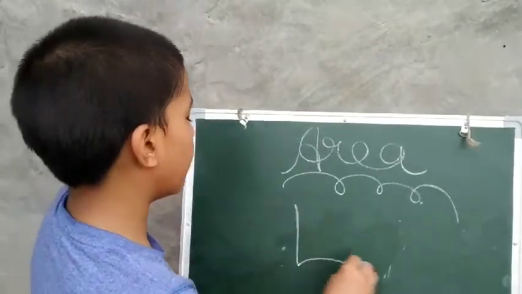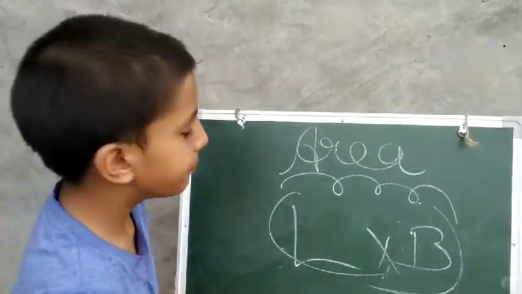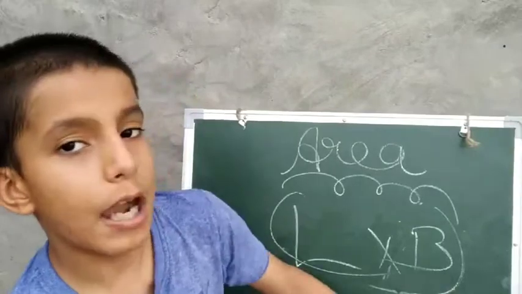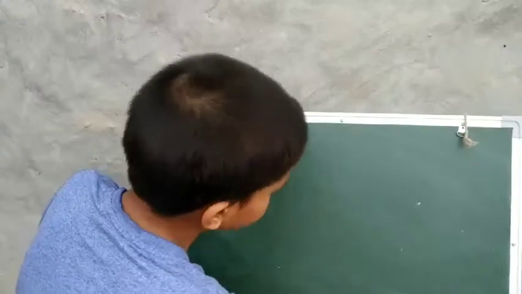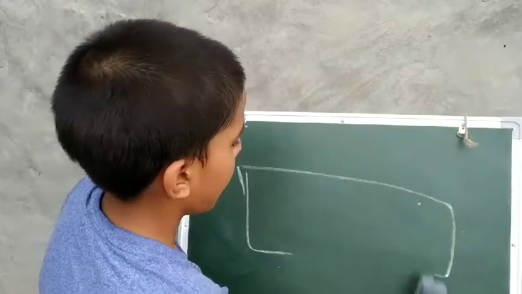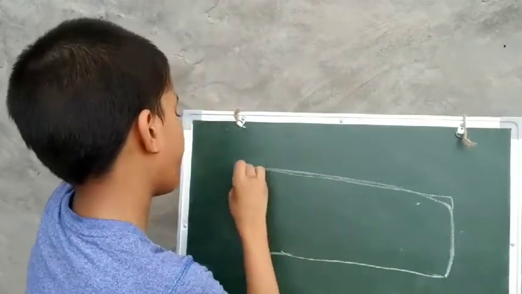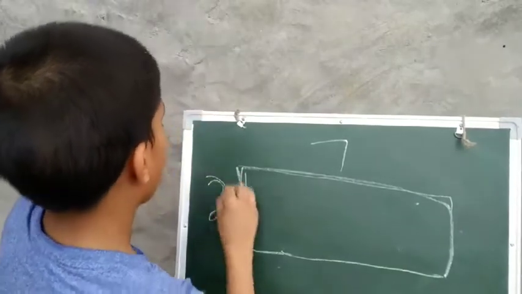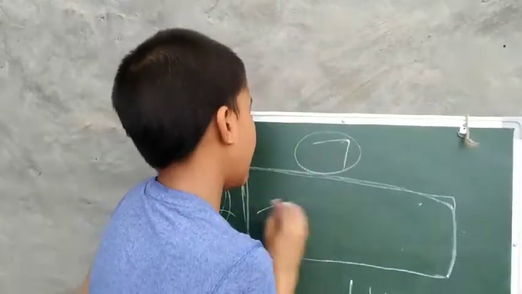So area is only L by B: length multiplied by breadth. It is too easy to learn. Let's do some questions also. If I have this, it is 7 and this is 2, so I will multiply them. I get 14 centimeters as our area.